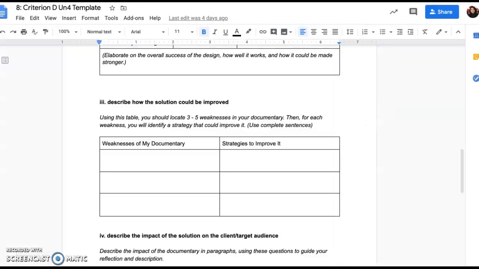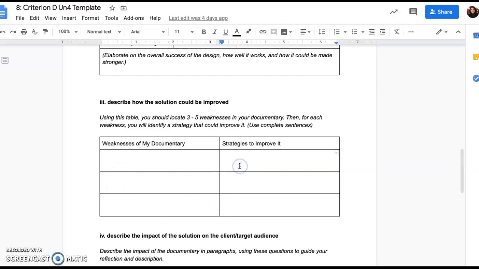So what you'll do in the design journal is you'll insert the weaknesses here. I recommend that you locate between 3 to 5. 5 is best, but 3 is okay. 5 will help you reach the highest achievement level, but just try to identify as many weaknesses as you can. And then for each, you're going to come up with a strategy that could help improve it.